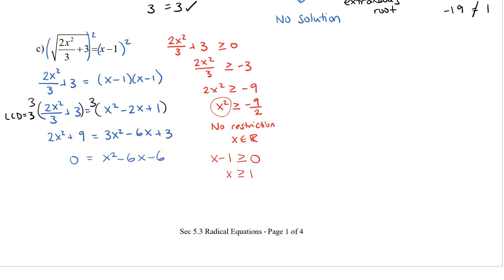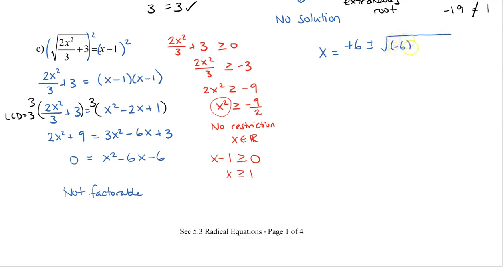Now this is not factorable, okay? I can't find two numbers that multiply to negative 6 and add to negative 6. So what I'm going to have to do is to use the quadratic formula. So I'm going to do that over here. So x is equal to negative b. So in this case, it's going to be negative 6. So it'll be positive 6 plus or minus the square root.